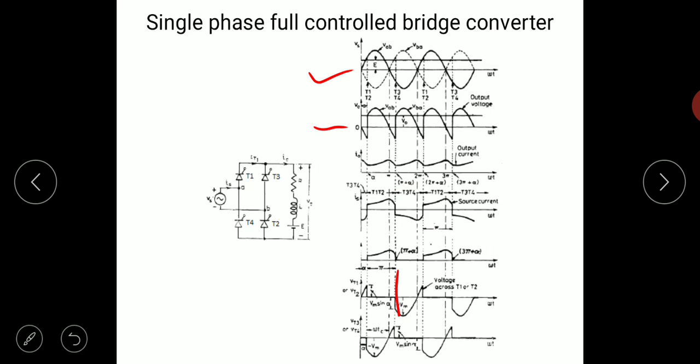We can only subtract in the positive half cycle, we cannot subtract in the negative half cycle. In the negative half cycle, we know that the thyristor is not conducting, therefore the thyristor voltage will be equal to the supply voltage, that is Vm sin omega t, until the thyristor is triggered at an instant 2 pi plus alpha.